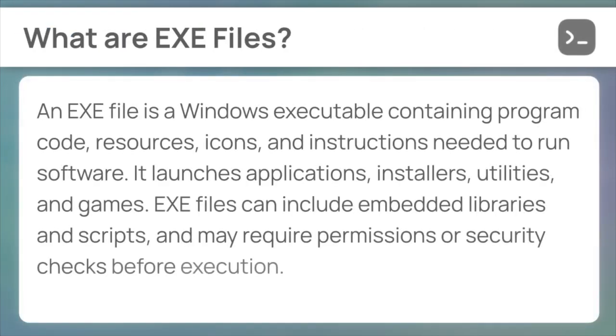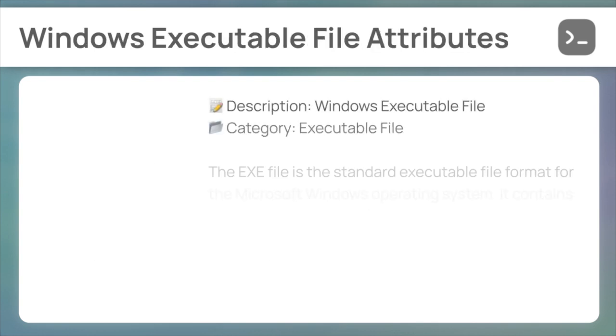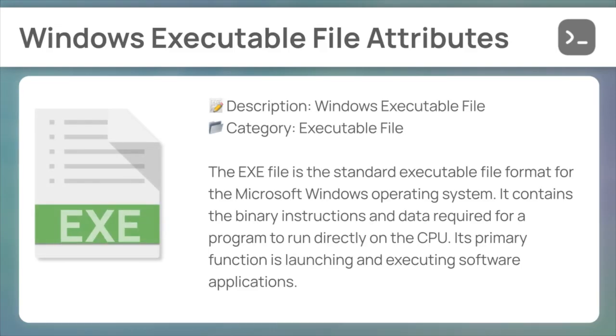The EXE serves as a primary example within the executable file classification. The file's organization is managed by the Windows Executable File system. The EXE file is the standard executable file format for the Microsoft Windows operating system. It contains the binary instructions and data required for a program to run directly on the CPU. Its primary function is launching and executing software applications.